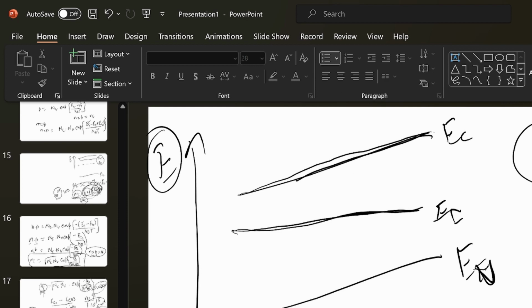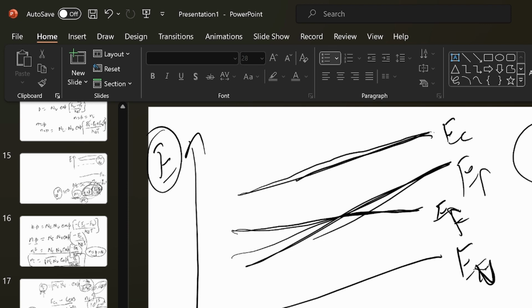And if there is a gradient in this Fermi level, that is represented by, if there is current flowing in the semiconductor, there is a slope in the Fermi level. This is the EF. So these are some things.